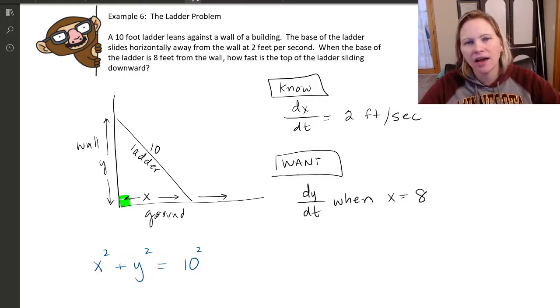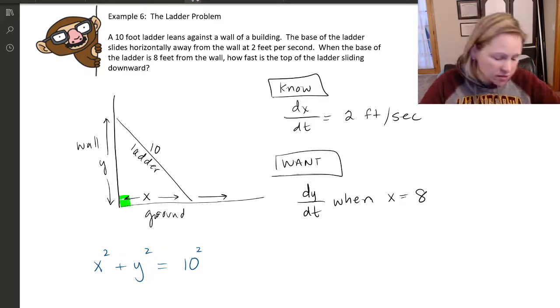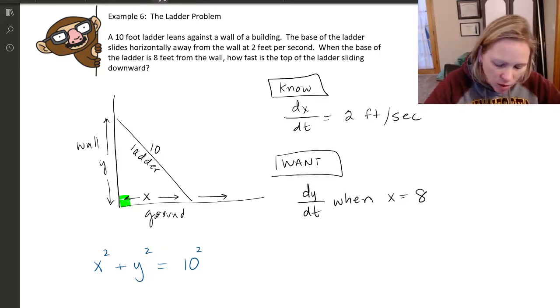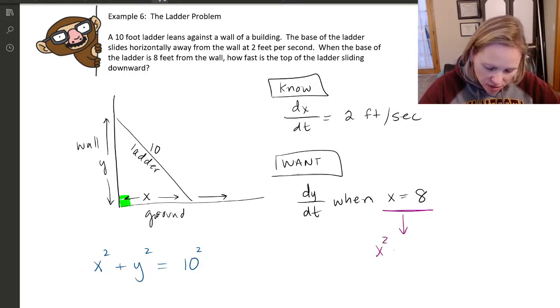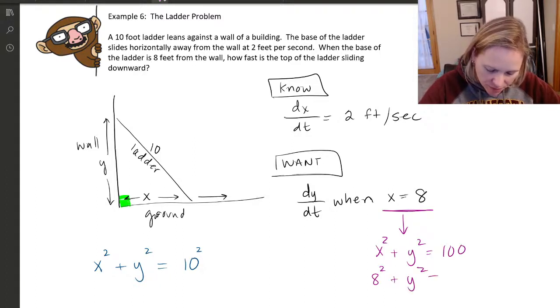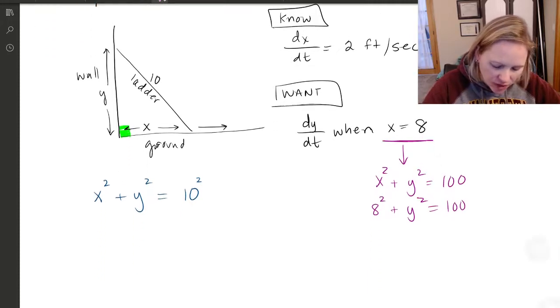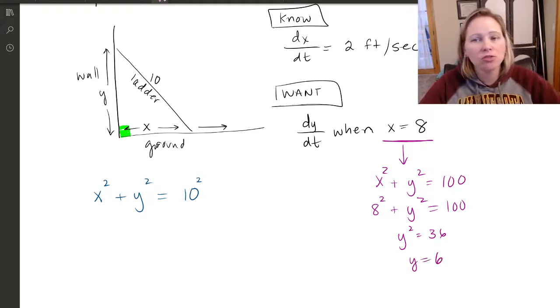And if we know we have an equation relating x and y, and if you know what x is, you can figure out what y is. Because if x is 8, using x squared plus y squared equals 100, you're going to find very quickly that y is 6. So we actually do know y. It's just hidden in my information. So now I have everything I need.